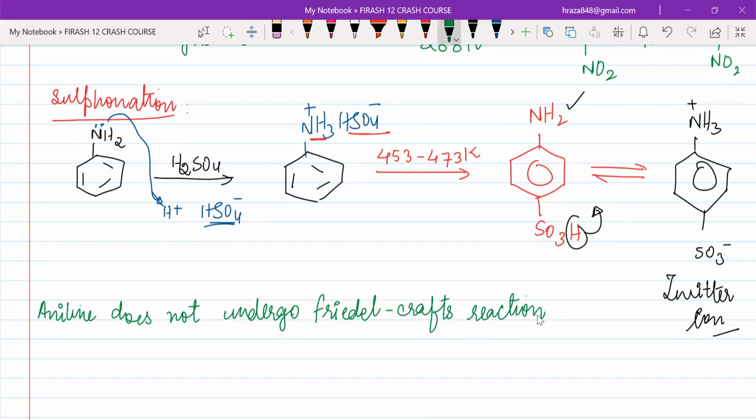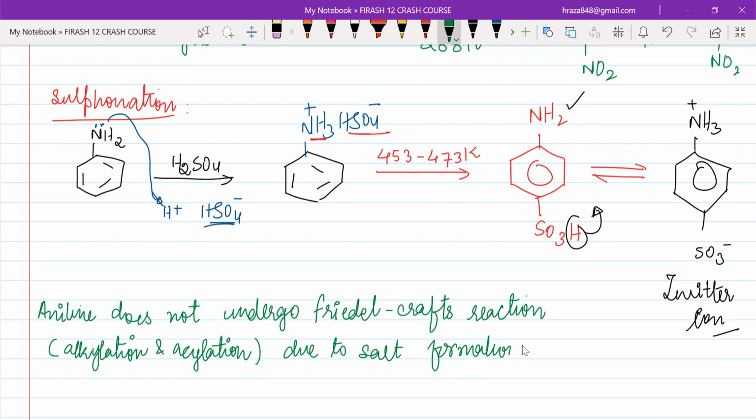Basically, aniline does not undergo Friedel-Crafts reaction. That means it will not undergo alkylation and acylation both, due to salt formation with aluminum chloride.